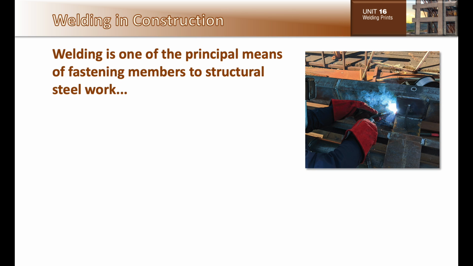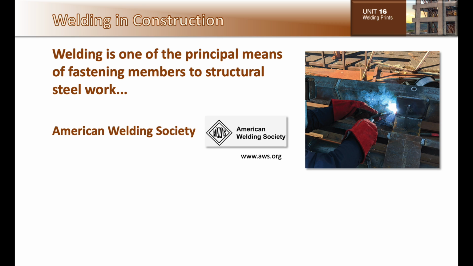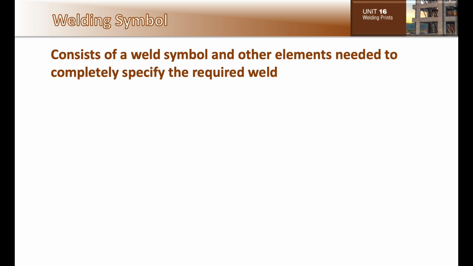In construction, welding is one of the principal means of fastening members to structural steel work. You can also find additional information at the American Welding Society at www.aws.org. The weld identification consists of a weld symbol and other elements needed to completely specify the required weld.